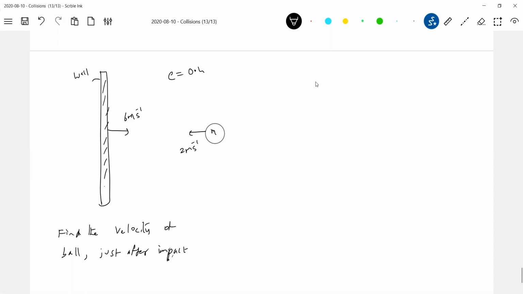Shall we apply conservation of momentum? Because momentum is conserved in any situation. So applying conservation of momentum. Let the mass of the ball be m1 and the mass of the wall be mw. I'll apply conservation of linear momentum: initial momentum equals final momentum. What is the initial momentum? 6 mw minus 2 m1.